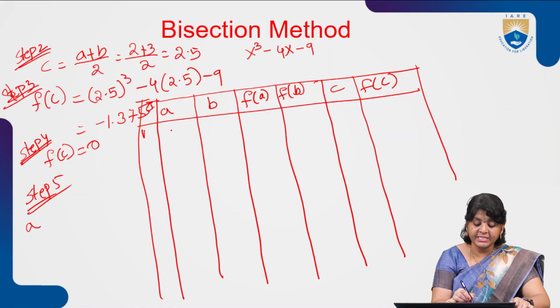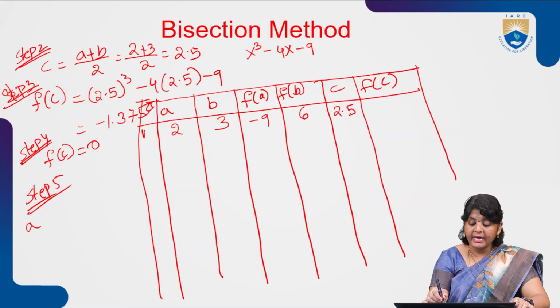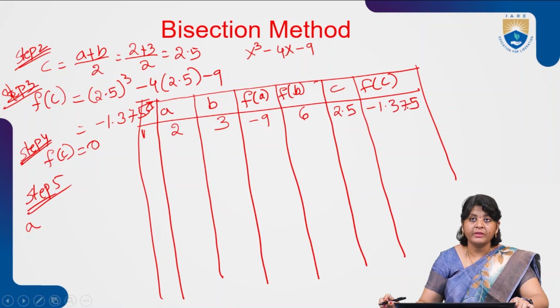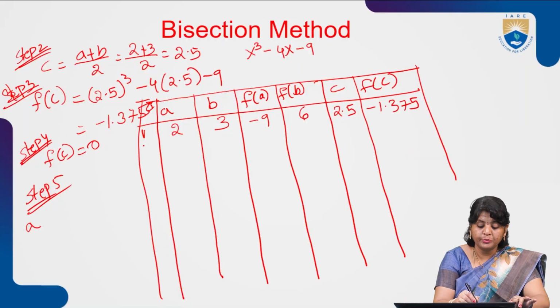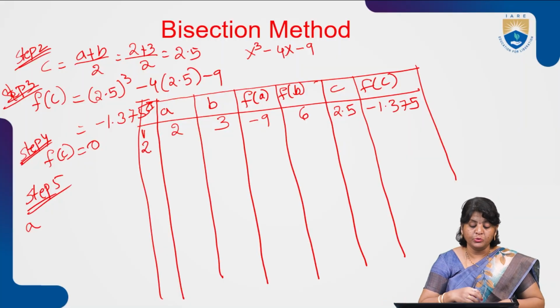So for the first iteration, A is 2, B is 3, f of A is minus 9, f of B is 6, and C is 2.5, and f of C is minus 1.375. So this is iteration 1. And now iteration 2.